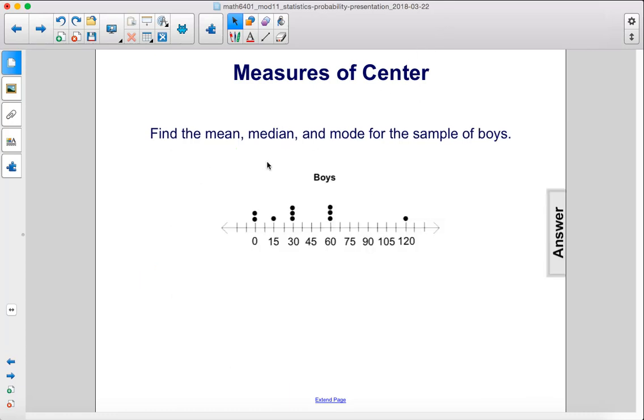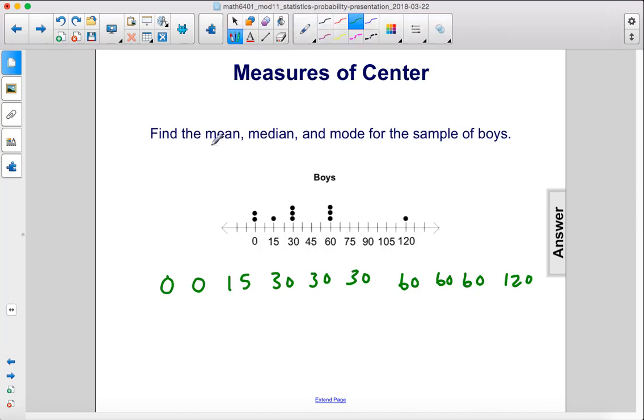Find the mean, median, and mode for the sample of boys. Alright, to save us a little time, I already wrote them all out horizontally. So the mean is going to be adding up all of these numbers and dividing by 10. When you add up all of the numbers, you get 405. And then when you divide by 10, which is the number of numbers, you get 40.5.